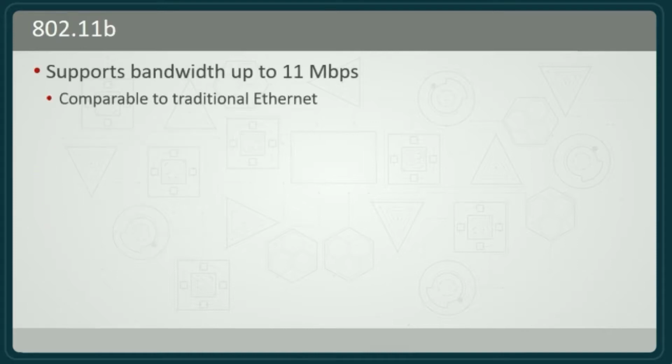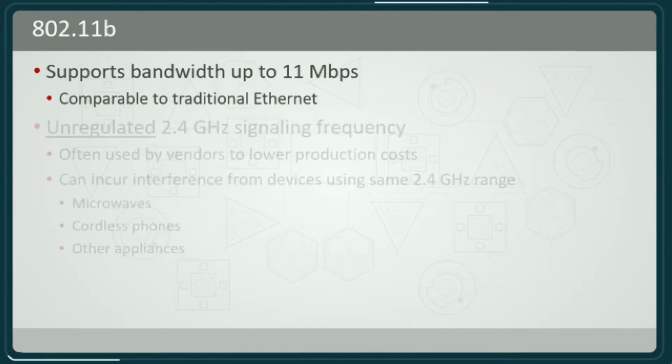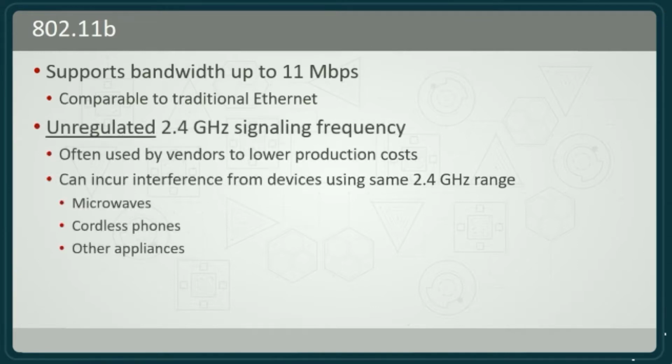Now, B supports bandwidths of up to 11 megabits per second, so considerably slower. This is comparable to the traditional Ethernet, around 10 megabits per second, and that in and of itself is quite old these days. And it also uses the unregulated 2.4 gigahertz signaling frequency, meaning a lot of vendors, a lot of devices use this same frequency. But since it is very commonly produced, this can lower the production costs.